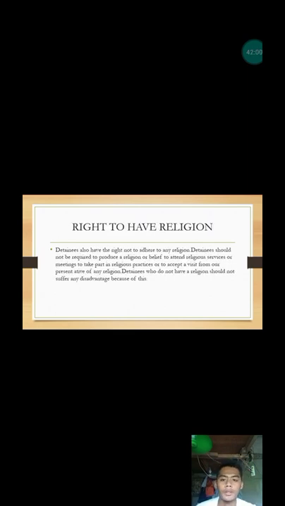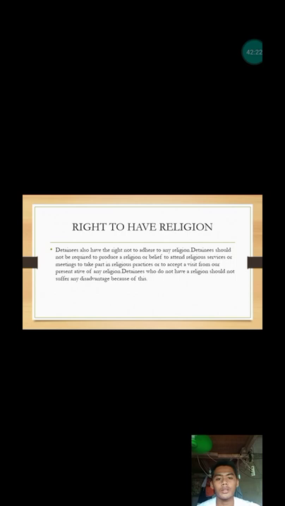The right not to have a religion. Detainees also have the right not to adhere to any religion. Detainees should not be required to declare a religion or belief, to attend religious services or meetings, to take part in religious practices, or to accept a visit from a representative of any religion. Detainees who do not have a religion should not suffer any disadvantage because of this.